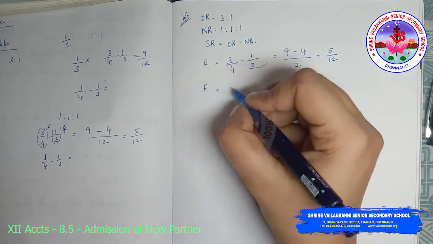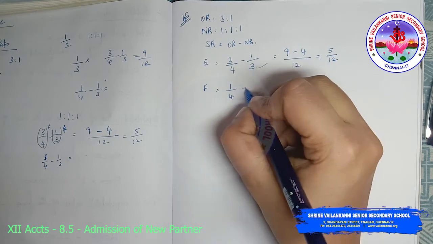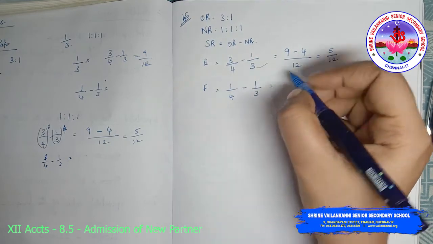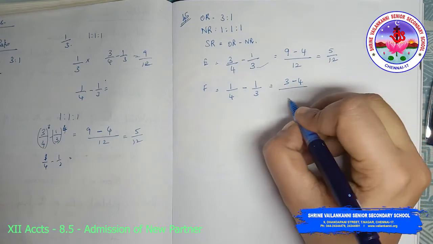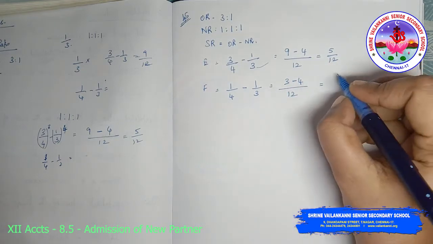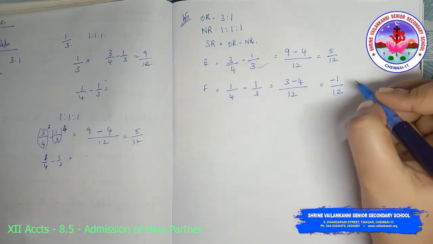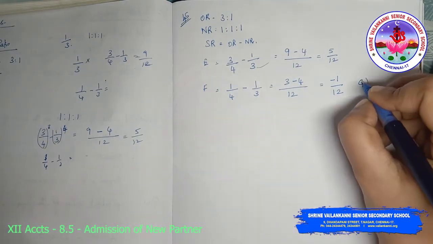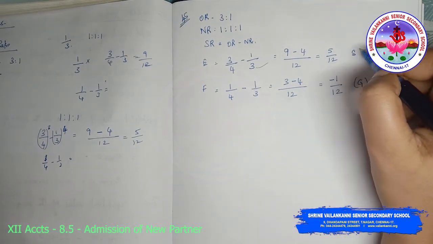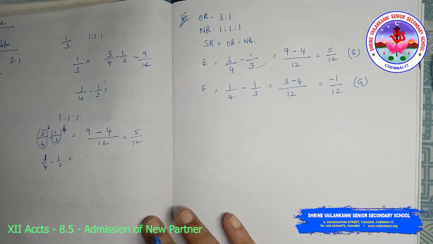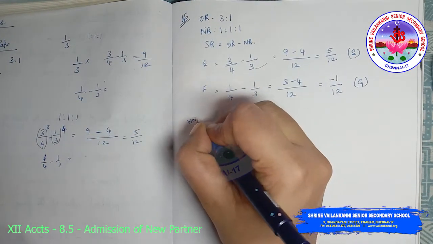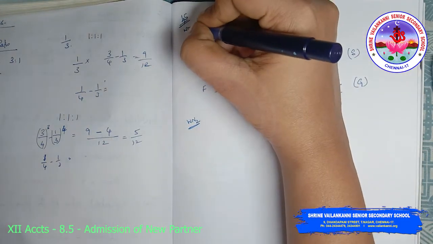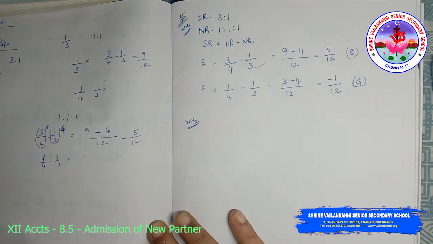Similarly for F, it is 1/4 minus 1/3, which is 3 minus 4 divided by 12. So minus 1/12. So which means F is gaining, E is sacrificing. Okay. So this is working note 1.